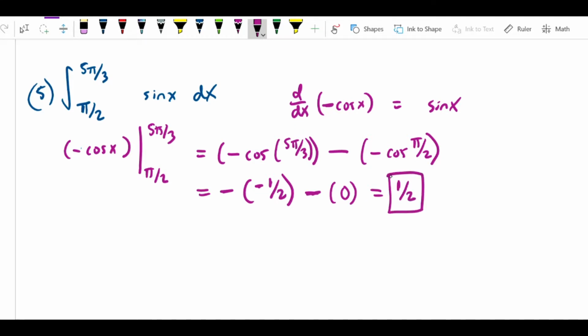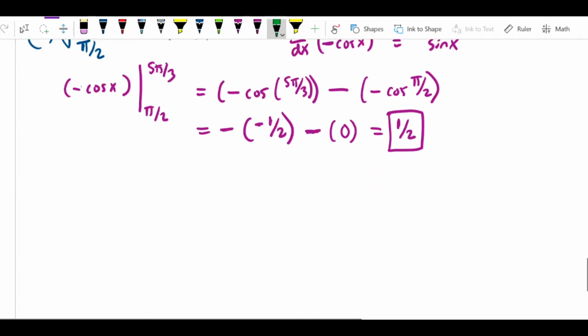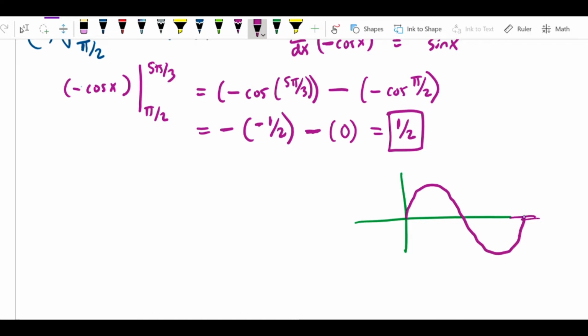Now, what is the geometric interpretation of this? Let's draw this graph for a minute. If the graph of sine looks like this, let's go a little further out there. So that's 2 pi, this is pi over 2, that's pi, and I'm going to put 5 pi over 3 about there.